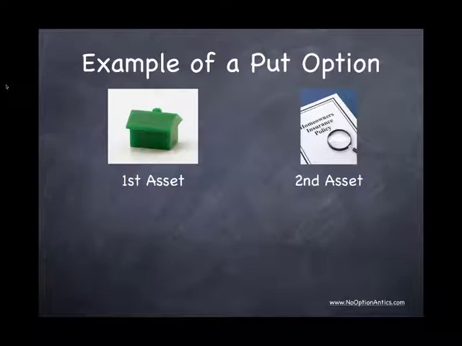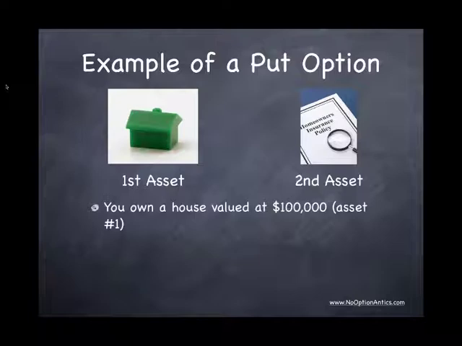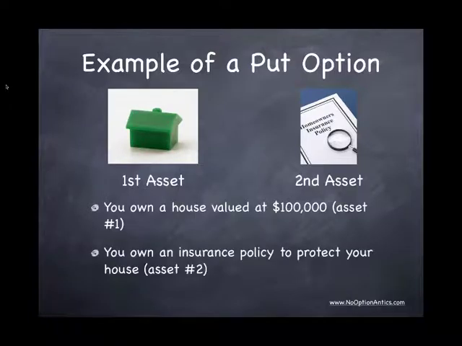Okay, if you have a home, generally you're going to have an insurance policy on your home. Think of the put option as the insurance policy for your home. So most people would consider their house an asset, but never do people consider their insurance policy as an asset. So let's suppose that you own a home that's valued at $100,000, and we're going to call that asset number one. Let's say you have an insurance policy to protect your house. We're going to call that asset number two. Now, the insurance policy is there to protect your home, and so is the put option to protect stock.